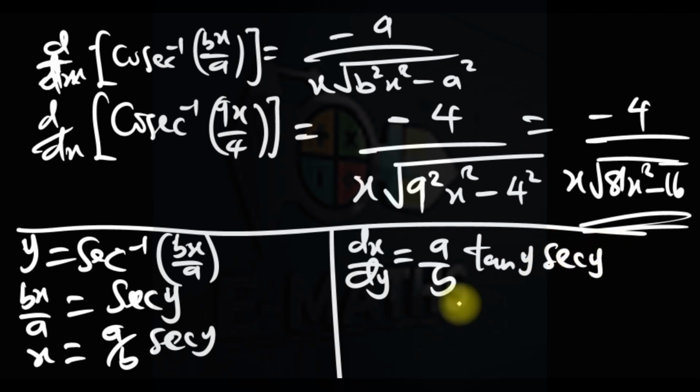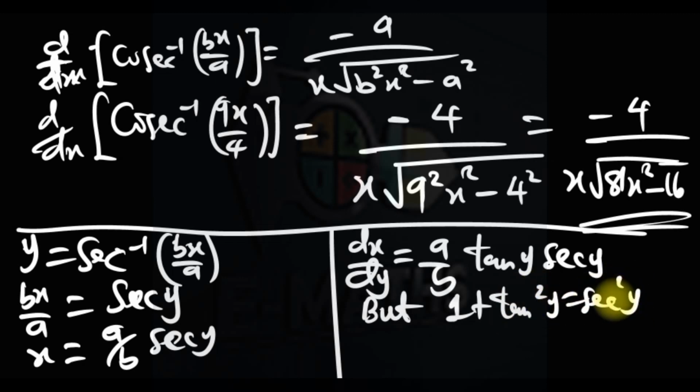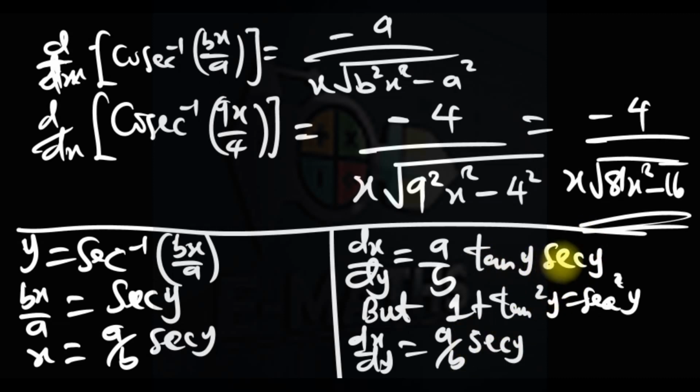And again, from our Pythagorean identity, we should remember that 1 plus tan squared y is sec squared y. And we are given sec, so we need to convert tan to sec. So if I now convert this, a over b, making tan y the subject of formula here. Okay, let me first write sec. It's commutative. Tan y sec y is the same thing as sec y tan y.